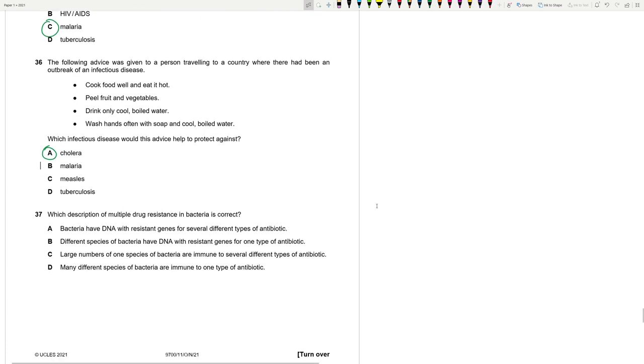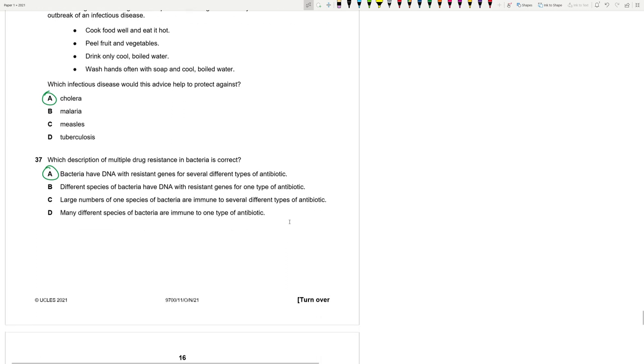Which description of multiple drug resistance in bacteria is correct? Bacteria have DNA with resistant genes for several different types of antibiotics. This looks good, right? XDR-TB. One bacteria has resistant genes for different types of antibiotics, not one type.